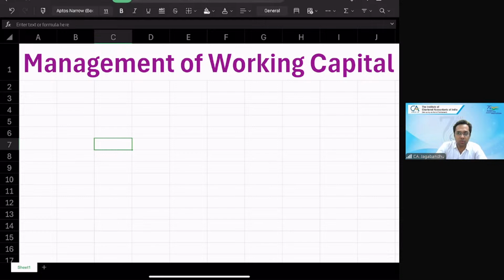Okay, so today our topic for discussion for revision is the management of working capital. That's the last topic of our study material, maybe. I don't remember the number, but yes, that comes in the second part of our module.